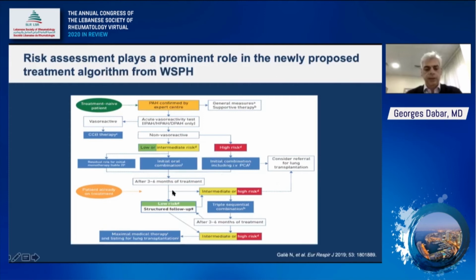You have to reassess after 3 to 6 months, and then you classify the risk of the patient again. Low risk, you do the follow-up. Intermediate or high risk, you escalate, or you go to triple therapy if you're not on it already. You reassess at 3 to 6 months, and definitely you consider the patient for lung transplant.